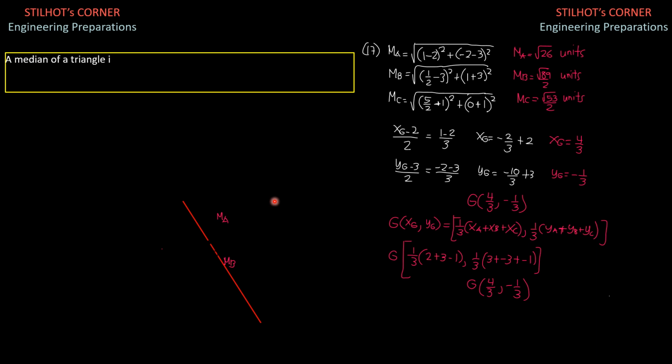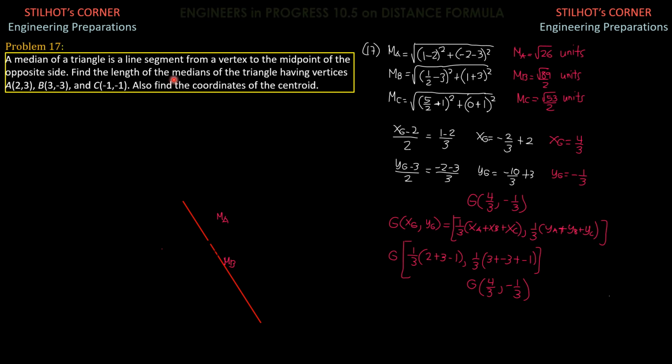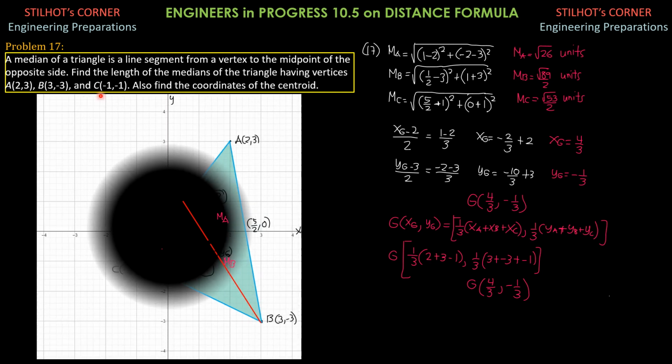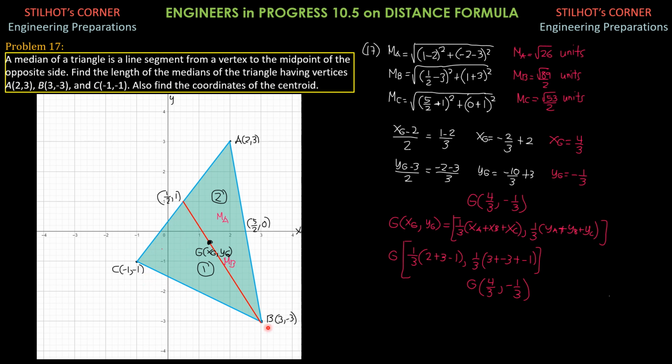So for the continuation, another problem. A median of a triangle is a line segment from a vertex to the midpoint of the opposite side. Find the length of the medians of the triangle having vertices A(2, 3), B(3, -3), and C(-1, -1). Also find the coordinates of the centroid. Now, we already have formulas for midpoints. It's simply one half, or the average, of the coordinates of the end points of the lines. So these are the medians.